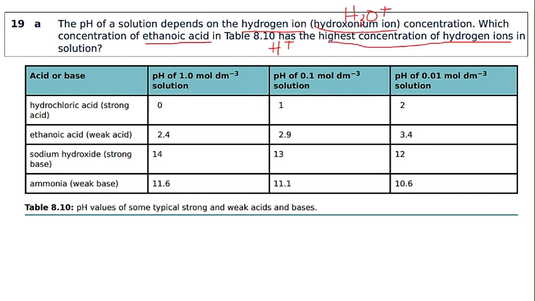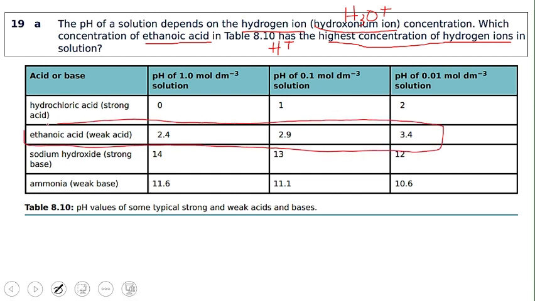So it is asking first of all about ethanoic acid. Here is ethanoic acid, and we actually have different concentrations. Ethanoic acid at 1 mole per dm cube concentration has a pH of 2.4. At 0.1 mole per dm cube concentration, it has a pH of 2.9. And at 0.01 mole per dm cube concentration, it has a pH of 3.4.